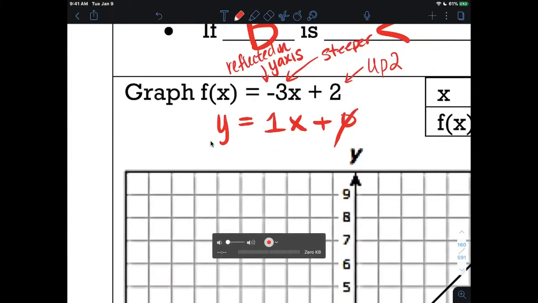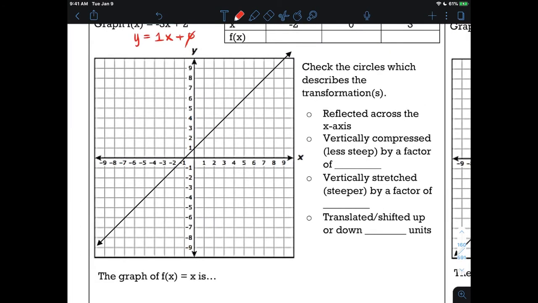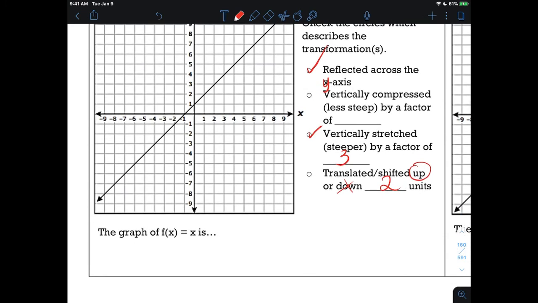Okay, so let's go ahead and write in a couple of those things. So this is most certainly reflected across the y-axis. And this is steeper, right? Vertically stretched by a factor of 3, because 1 times 3 is 3. And it's translated up, not down, 2 units. So the graph of f of x equals x is the parent function.